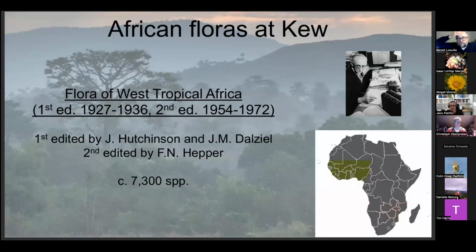Then we have some more regional floras. The first one was Flora of West Tropical Africa. There are two editions. The first one was edited by Hutchinson and Dalziel, and the second by Keay. It covers around 7,300 species. If you notice, they have been published in quite a short time, 10 or 20 years for each edition. It's mainly due to the format, with very short descriptions and very limited synonymy.